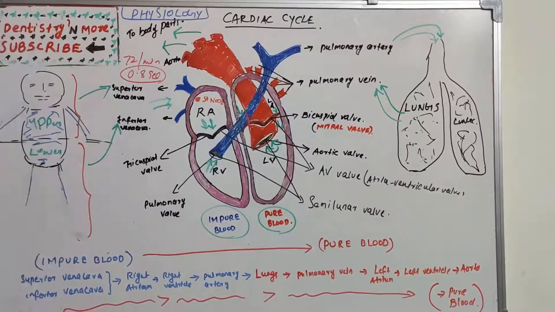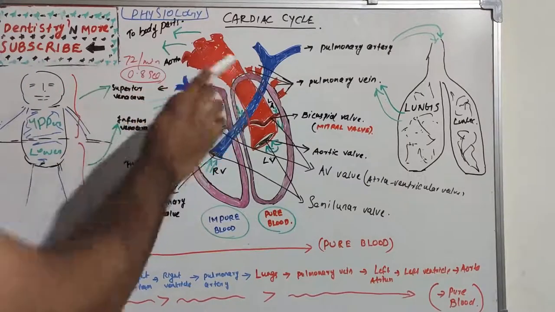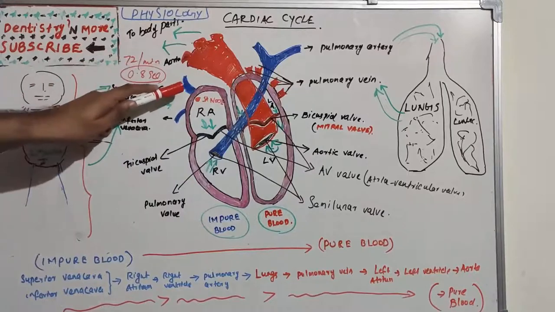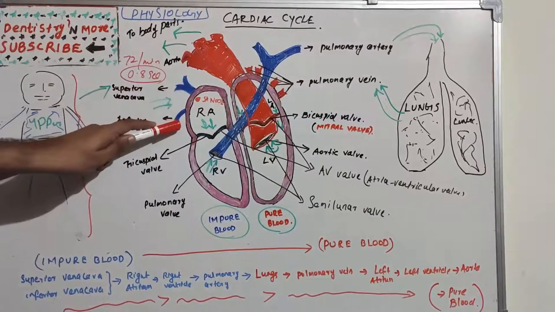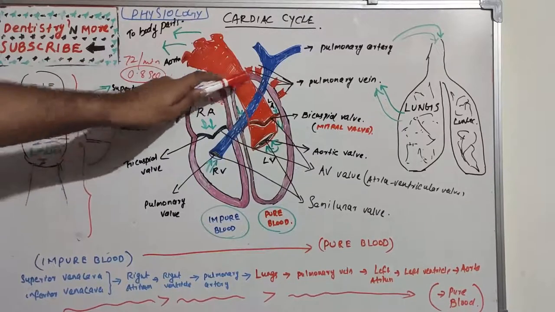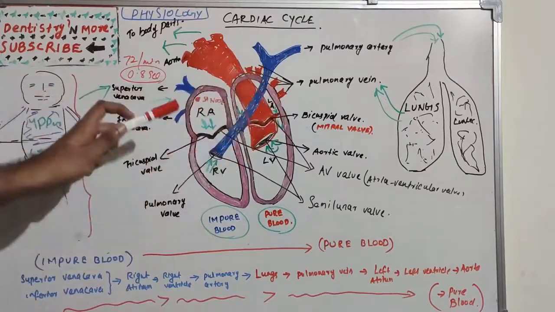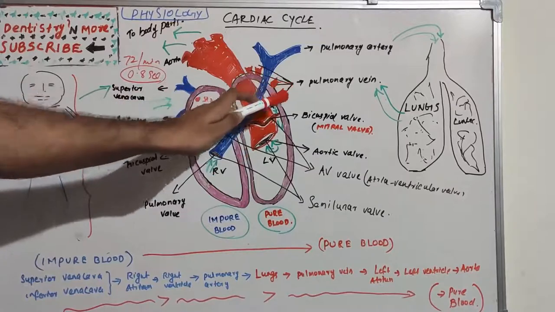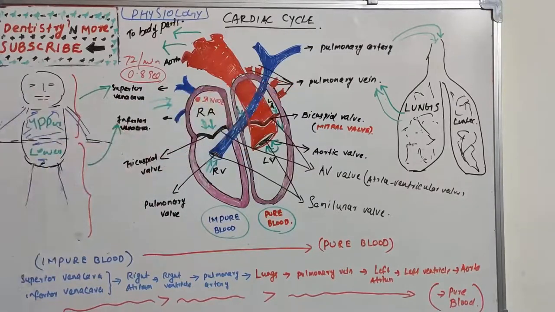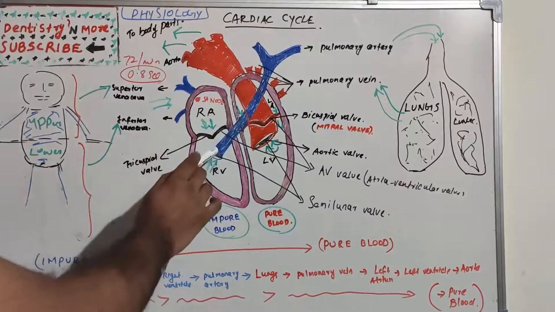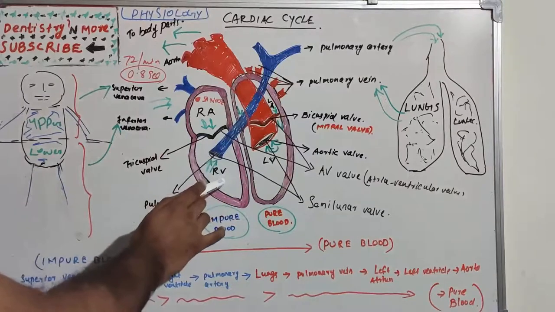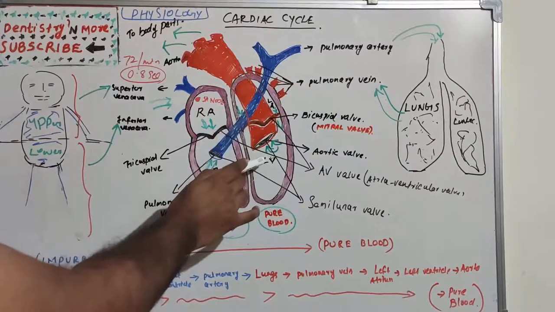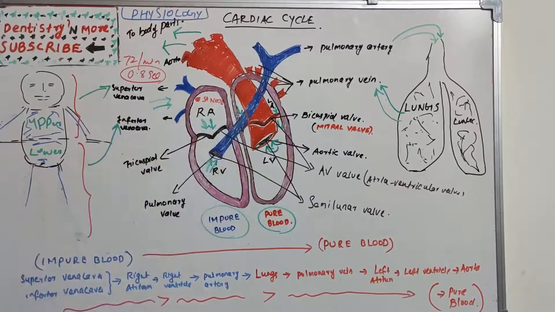So next we have the veins and arteries attached to the heart. So this is superior vena cava, inferior vena cava. This is pulmonary veins. So superior and inferior vena cava on the right atrium and pulmonary veins on the left atrium. And we have pulmonary artery, which is starting from right ventricle, and aorta, which is the largest artery, starting from left ventricle.